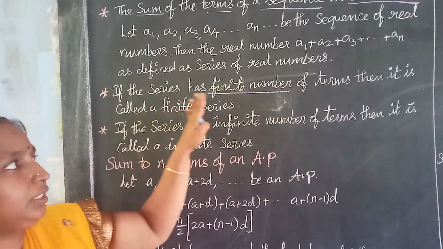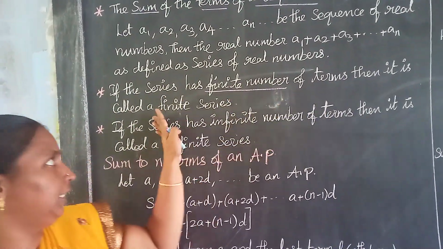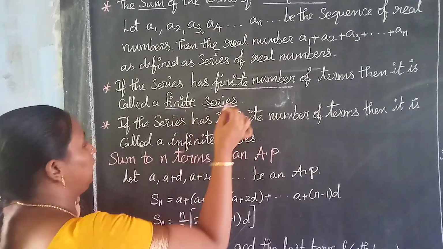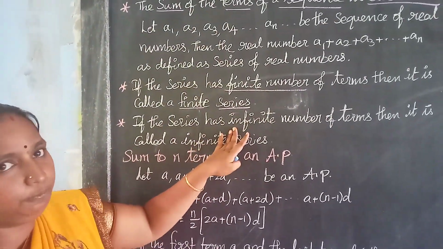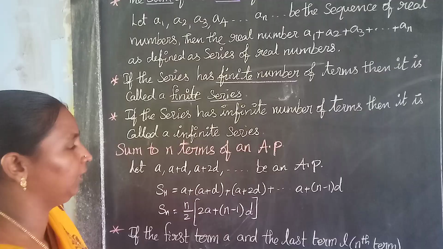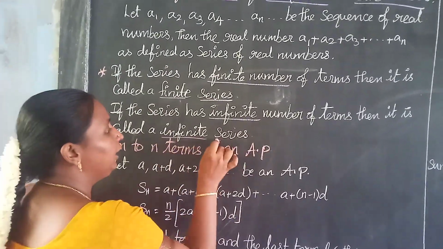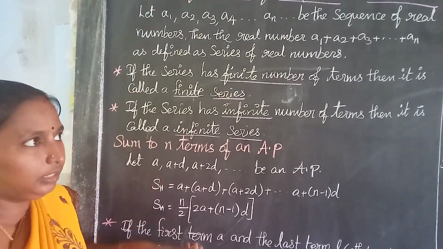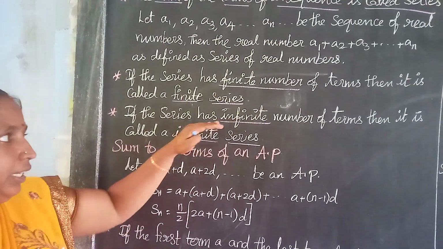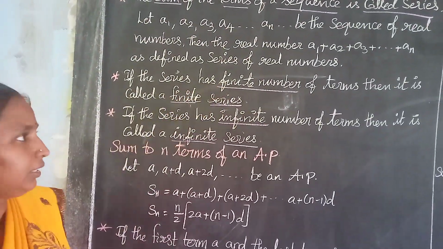If the series has a finite number of terms, meaning the number of terms is countable, then it is called a finite series. Now an infinite series is not countable, so there is an uncountable number of terms, and it is called an infinite series. In this chapter we are going to see only finite series.